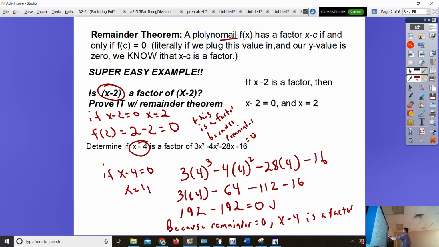And I should actually write that a little bit different because function notation is kind of the key. Because f of 4 is equal to 0, I know that x minus 4 is a factor.